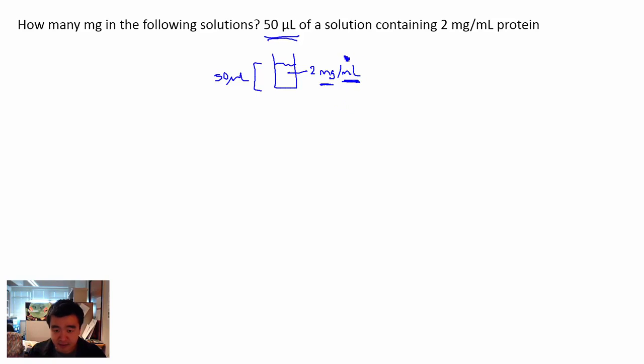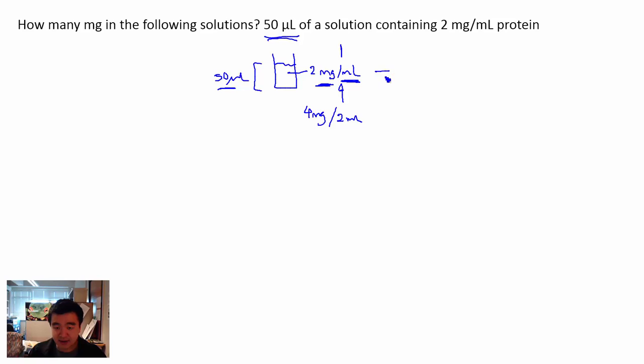Remember there's an invisible 1 that sits over there. In 1 milliliter of the solution, there are 2 milligrams of protein. If we had 2 milliliters, there would be 4 milligrams of the protein. But the thing is, we don't have 1 milliliter, we don't have 2 milliliters, we have 50 microliters.